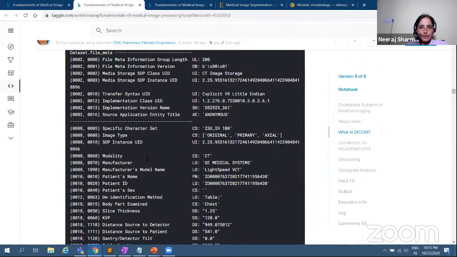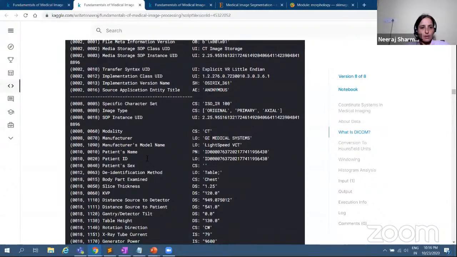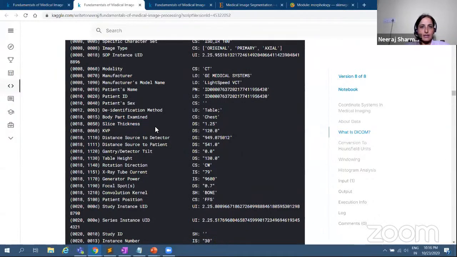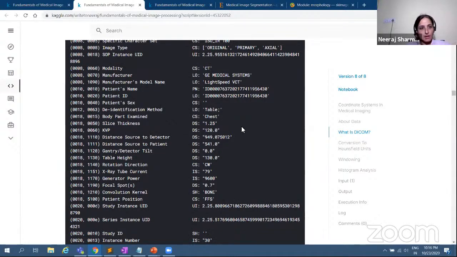Because we do not have time to go through each and every metadata, we will just glance through the metadata which we normally use for the processing of the images. So first thing is the slice thickness. Slice thickness is basically the distance between two slices, and this slice thickness is further used for getting the volume of the image or volume of the lung.